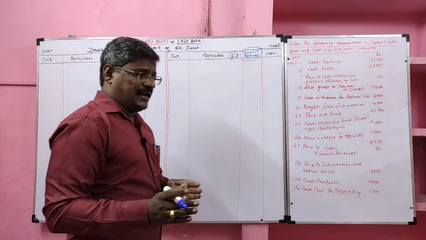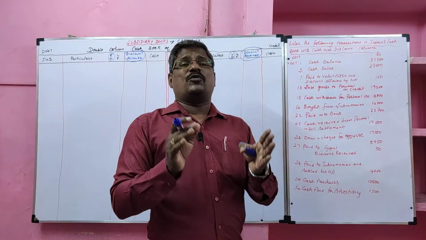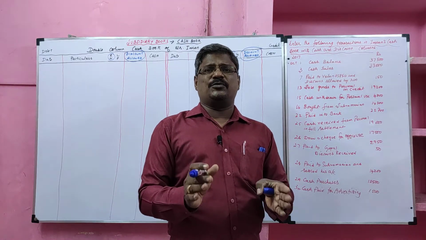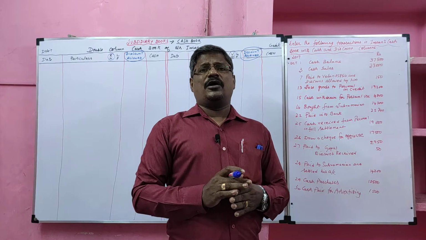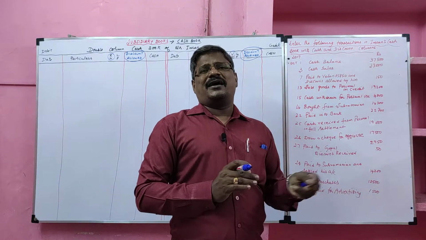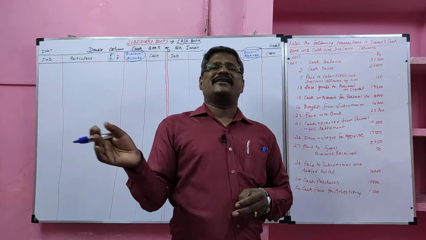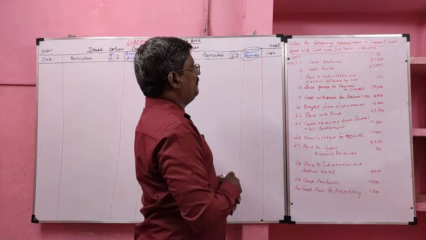When we compare the format of single column and double column, there is only one difference. In single column cash book, we have only one column, that is cash column. But in double column cash book, we have to provide one more column for discount. In debit side, we should record as discount allowed. Credit side, we should record as discount received. Yes. Now look at the problem.